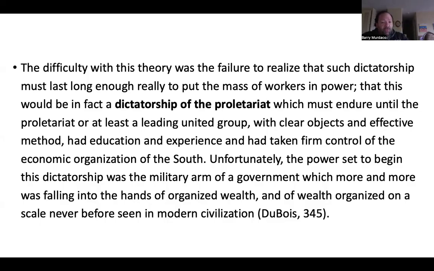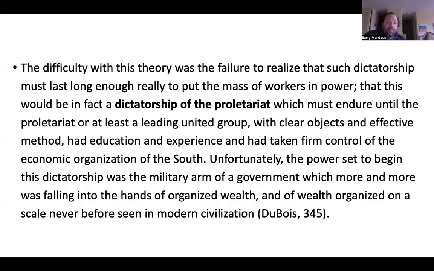So what Du Bois is referring to here is that you have these contradictory goals of trying to create what he calls a dictatorship of the proletariat, made up of poor white farmers mostly, and former slaves, taking power away from the plantation owners. But this could only be accomplished, first of all, through a military occupation. So you have the United States government trying to create this almost like Marxist experiment in working class power, but it could only last as long as the military was committed to this.